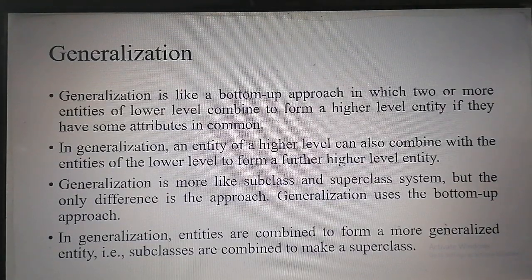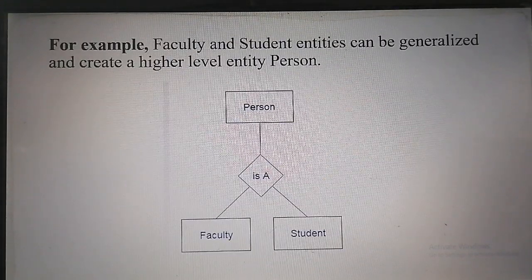Generalization is a bottom-up approach, which says that whenever two different entities have common attributes, then we can create a new superclass. As you can see here, the faculty and student entities have some common attributes, like the name, age, address, phone number, Aadhaar card number. So these are the common attributes.